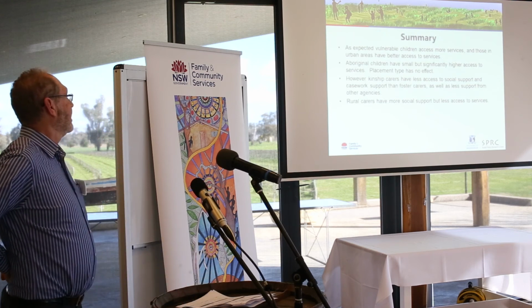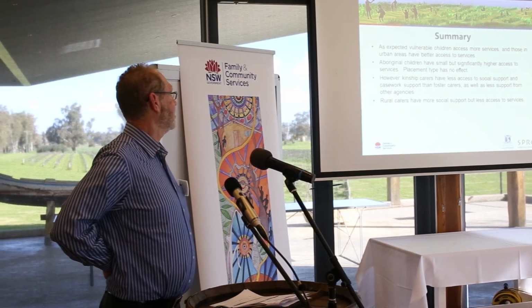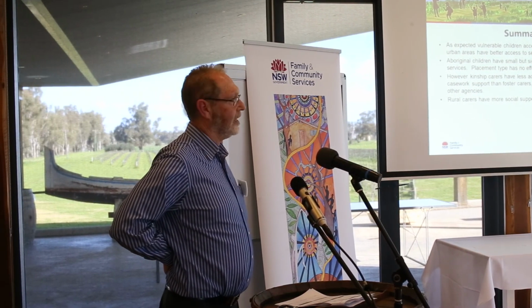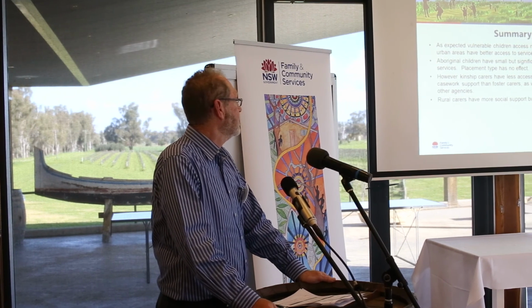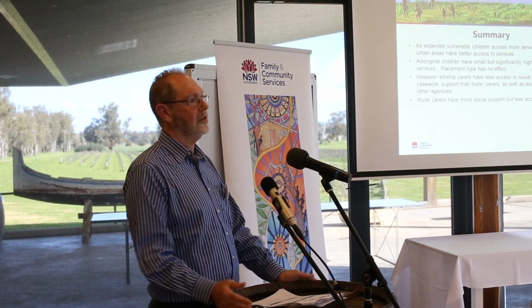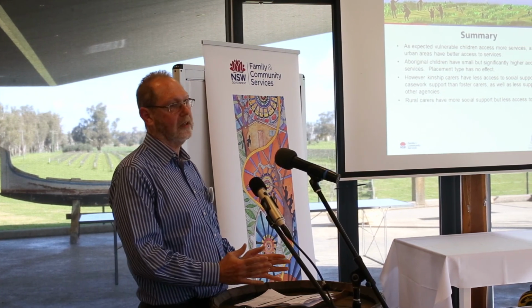So, in summary, as expected, vulnerable children access more services, and those in urban areas have better access to services. Aboriginal children have a small but significant higher access to services, and placement type has no effect. However, kinship carers have less access to social support and casework support. So there's no difference in the carer type from the point of view of the child, but there's a lot of difference from the point of view of the carer. And rural carers have slightly more social support, but less access to services than those in urban areas.